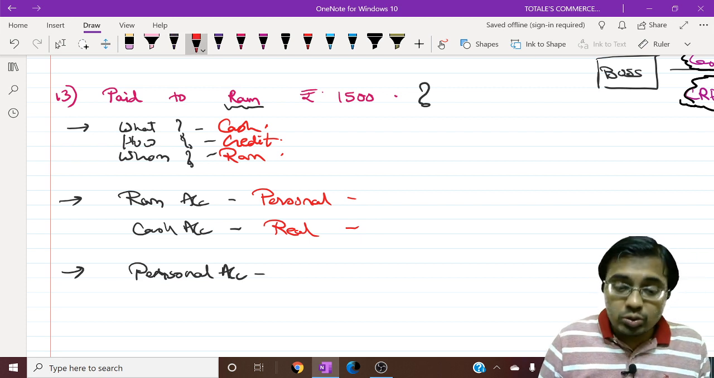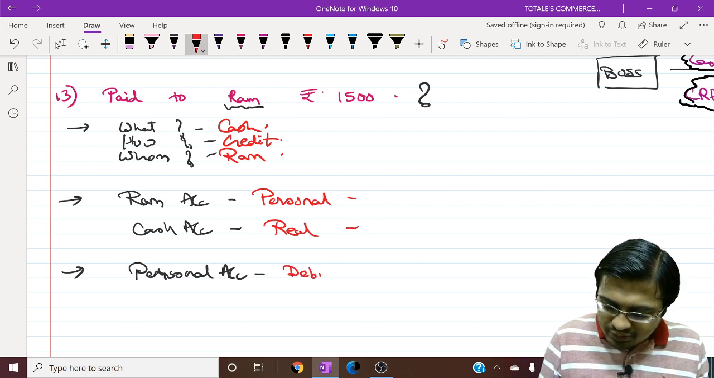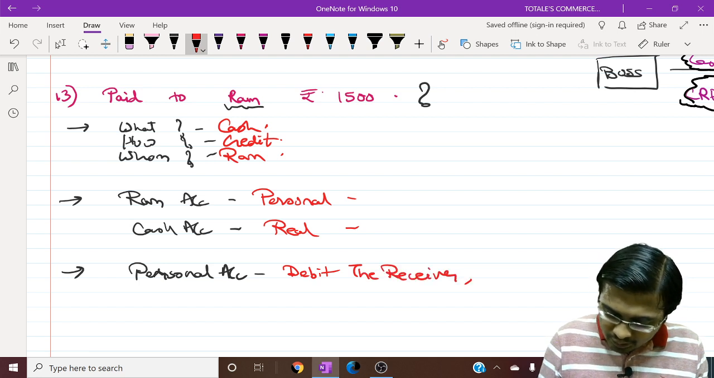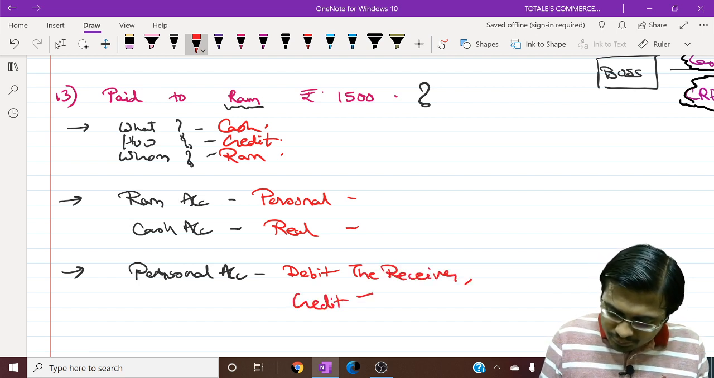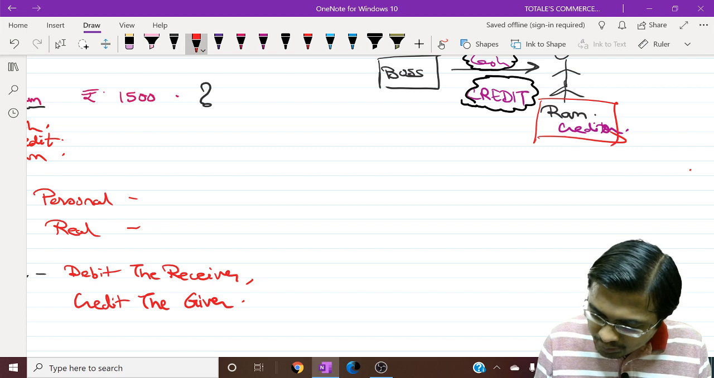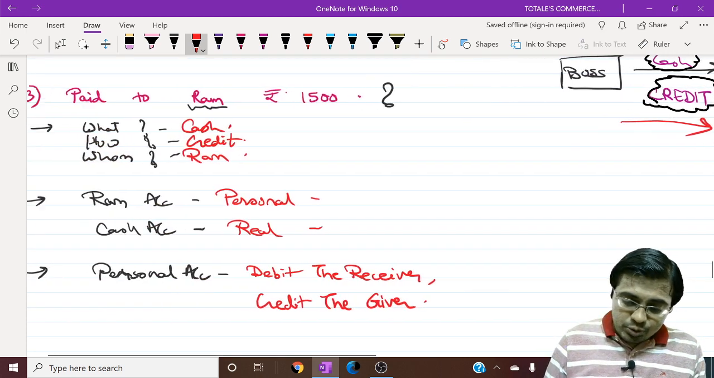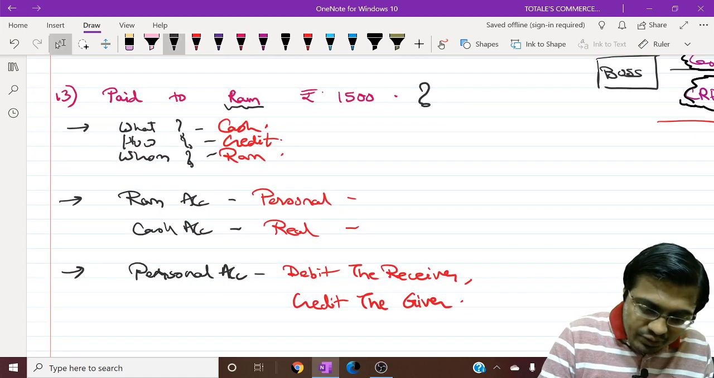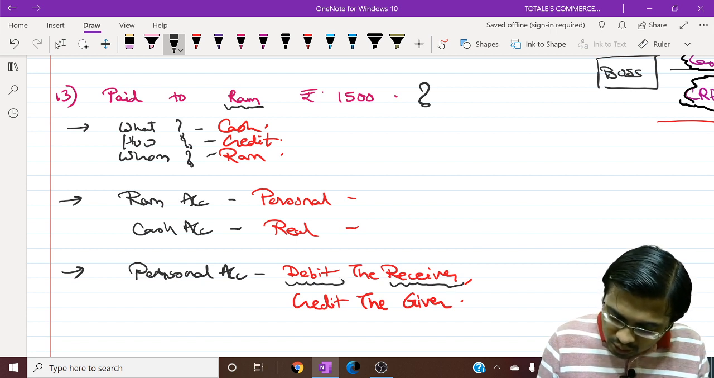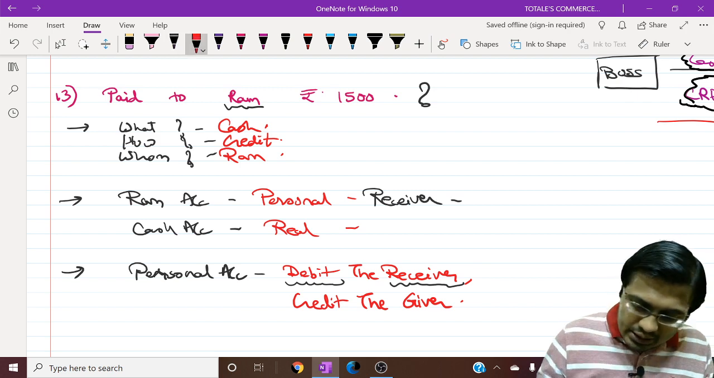As we all know, the rules are very simple. Debit the receiver, credit the giver. Now we are paying Mr. Ram. See, this is Mr. Ram. We are paying Mr. Ram. So Mr. Ram becomes the receiver. He is receiving the cash. So as per the rule, debit the receiver. Mr. Ram is receiving the cash.